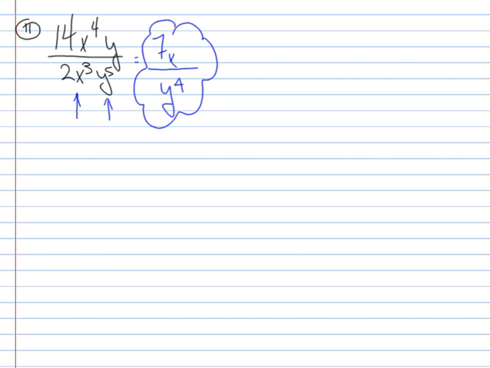Okay, next we're looking at problem number 13 here. It says parentheses, 4r squared plus 3r minus 1, minus another set of parentheses here, 3r squared minus 5r plus 4.